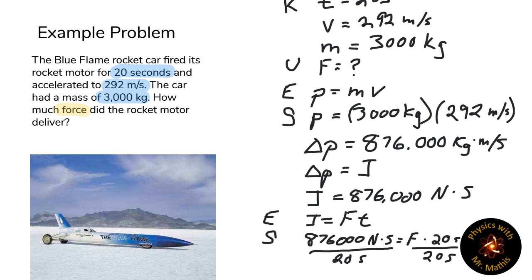I'll divide both sides of the equation by 20 seconds to isolate F by itself. And notice that the 20 seconds cancels out on the right-hand side and the seconds cancel out on the left-hand side. Dividing 876,000 newtons by 20, we get our final answer. Force equals 43,800 newtons.